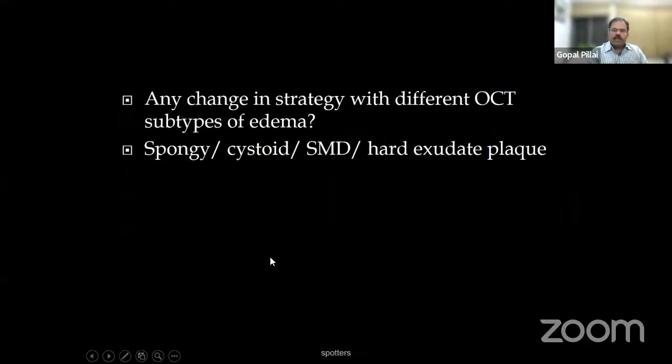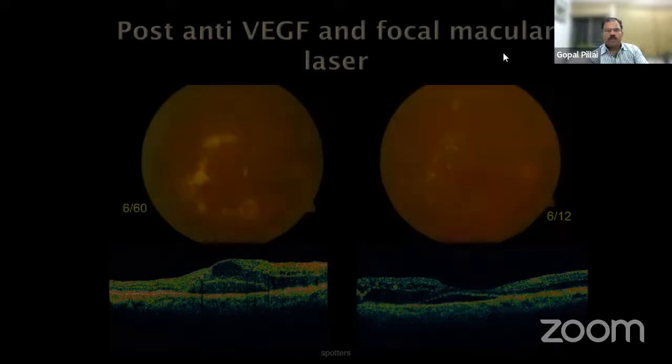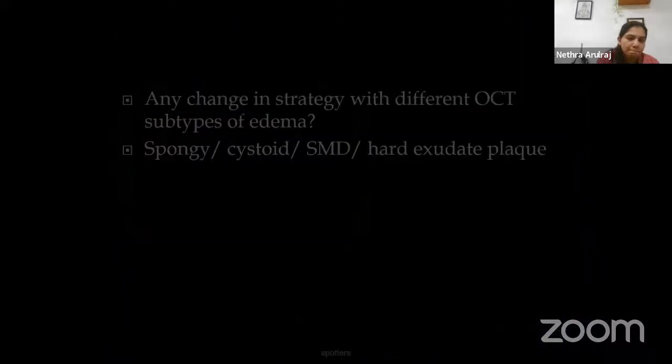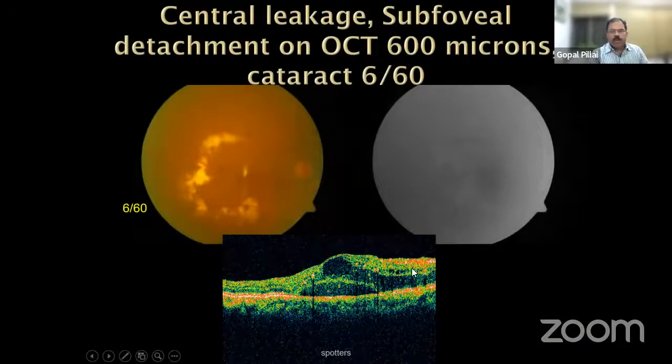Any change in strategy with the different OCT subtypes of edema like spongy, cystoid, SMD, or are there any OCT biomarkers or any other biomarkers which will help us decide which injection would be better in a particular patient? What are the biomarkers in this case? Can we go back to the IS-OS junction disruption, ELM disruption, hyperreflective foci. No, in this particular case, what are the biomarkers?